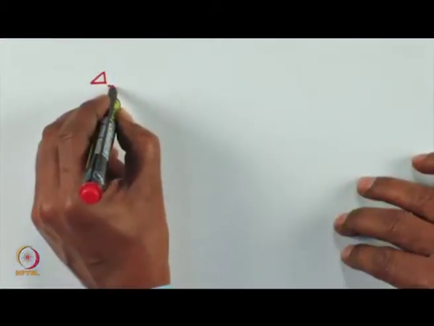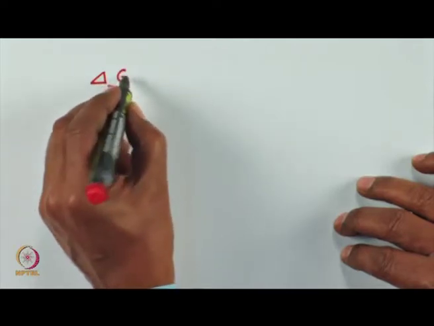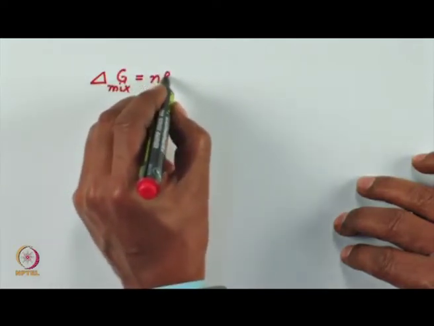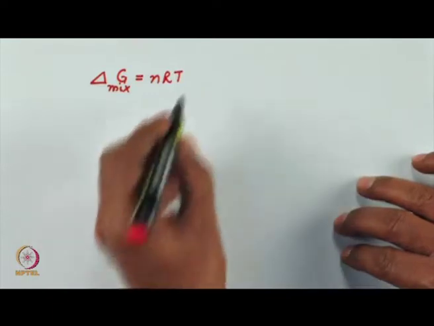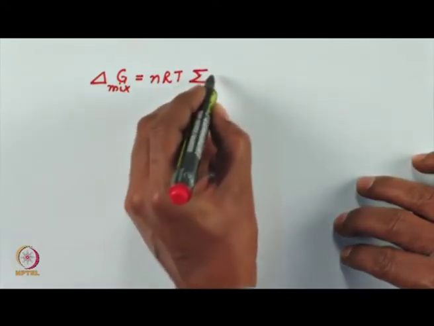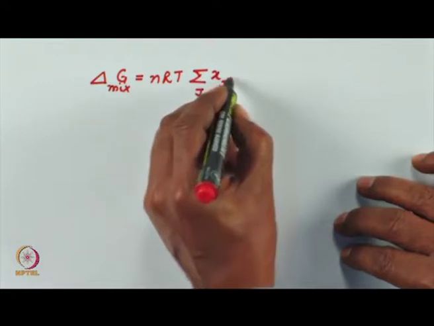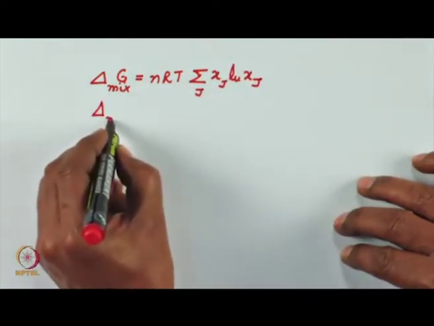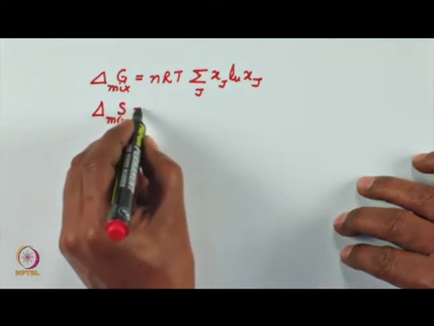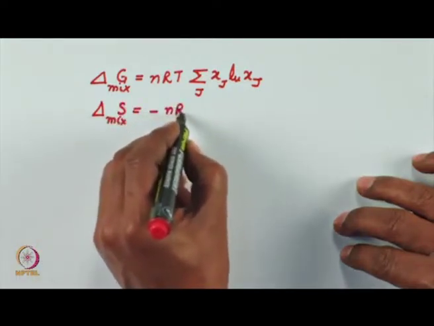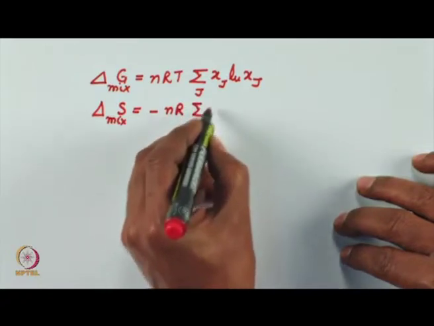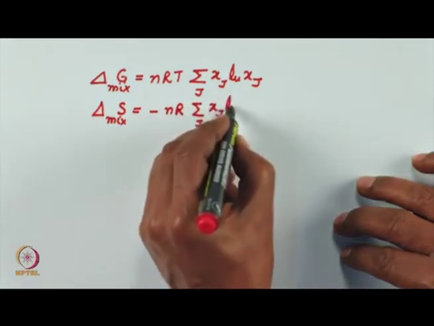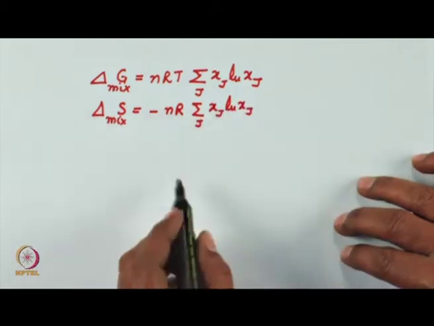We discussed that delta G mixing is equal to nRT summation j xj log xj, and delta S mixing is minus nR summation j xj log xj.